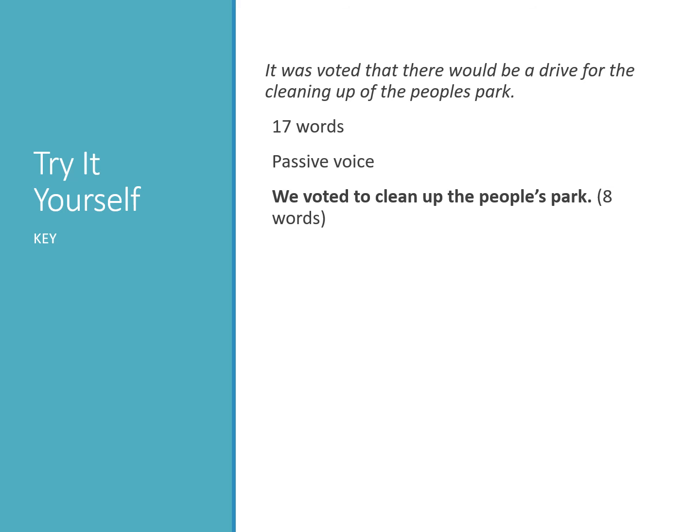Okay, so we start with 17 words, and it's passive voice, right? It was voted by someone that there would be a drive for the cleanup. The people doing the voting are not the subject of the sentence. So if we rephrase it to, we voted to clean up the People's Park, we've gotten it down to 8 words from 17, and it's much clearer what the point is.